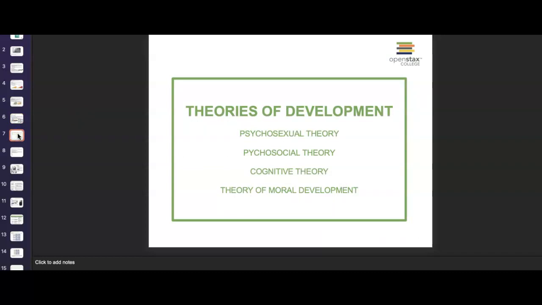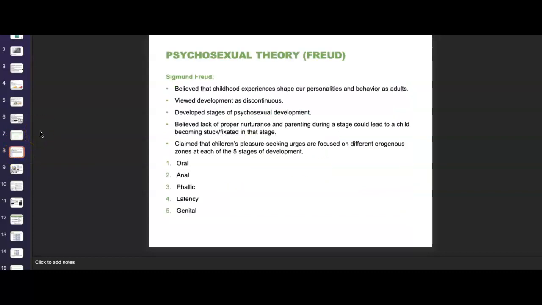Now let's go into those theories of development. Let's talk about the different theories of development. First up is the psychosexual theory created by Sigmund Freud. Freud believed that childhood experiences shape our personalities and behaviors as adults. He viewed development as discontinuous, like a staircase where each stage was an abrupt new stage. Through this view, he developed the stages of psychosexual development.